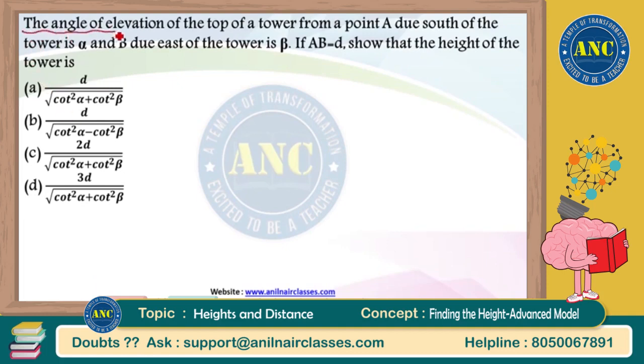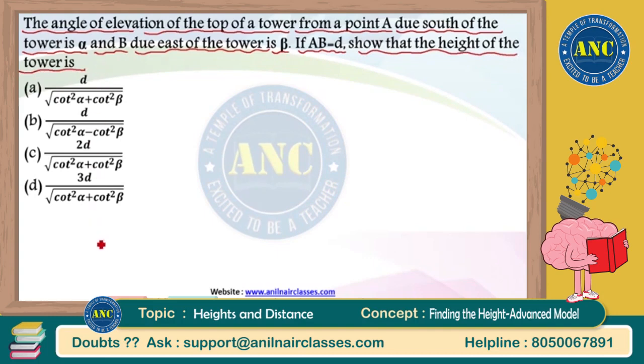The angle of elevation of the top of a tower from a point A due south of the tower is alpha, and from B due southeast of the tower is beta. If AB is equal to small d, show that the height of the tower is any of these 4 options. Okay, let us understand this.